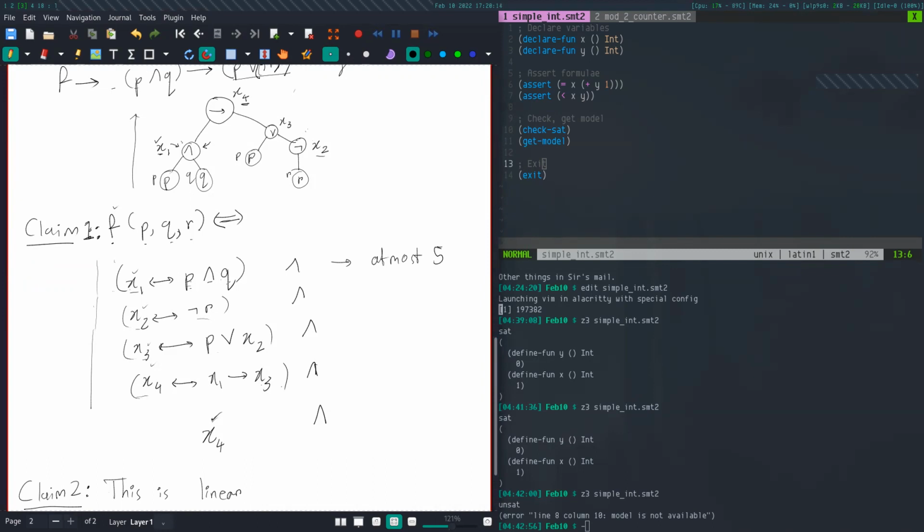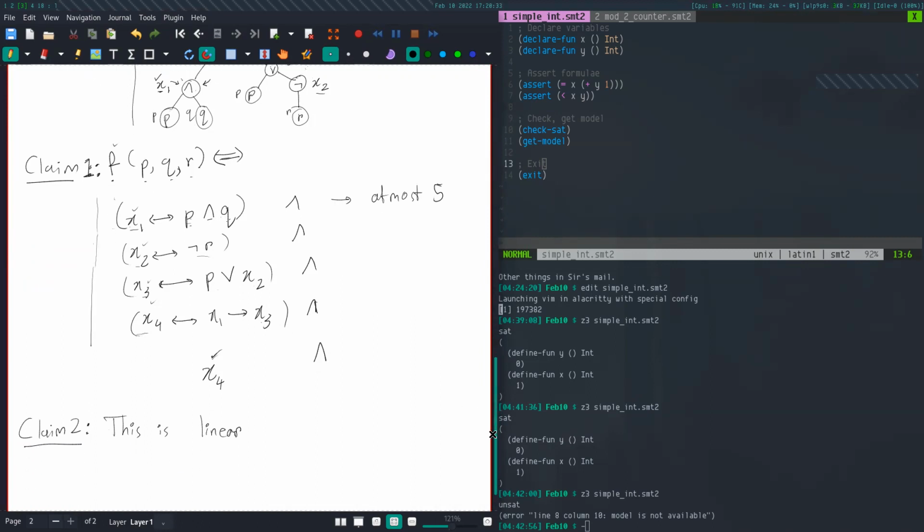And also notice that you have a linear number of these things, right? You have precisely one for each extra variable that you've added. And each one of these extra variables corresponds to one node in your tree, right? So you have at most as many of these as the number of nodes in your tree. So this is clearly linear. Is this clear?